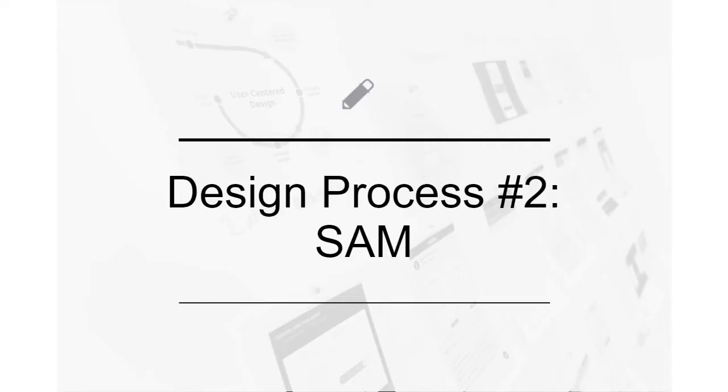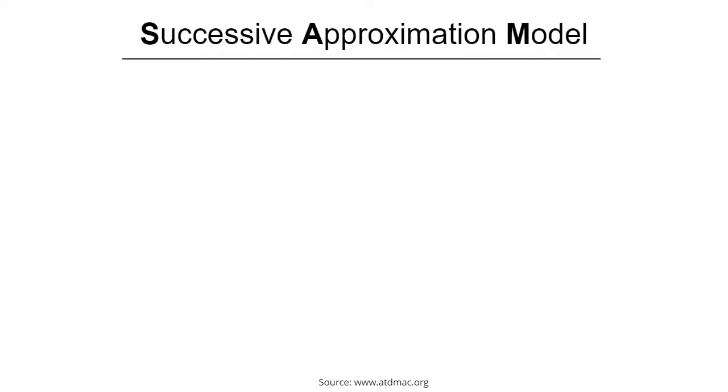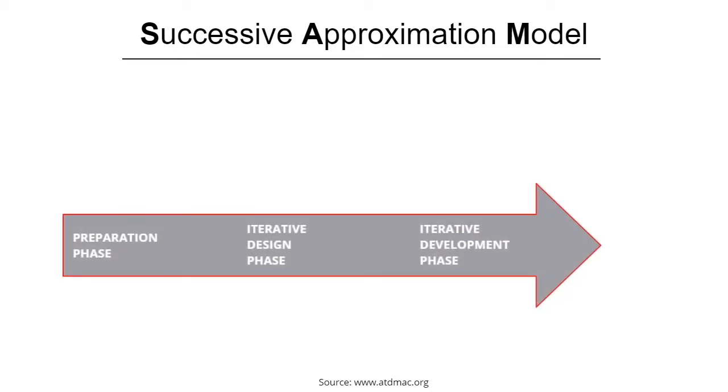The second most known design process is SAM. As you saw, the last design process, ADDIE, uses a linear or waterfall approach, which is not suitable for agile environments. SAM was created specifically to address the changing needs of a process by using an iterative approach. SAM, which stands for Successive Approximation Model, is an agile development model. There are 3 phases in SAM: preparation, an iterative design phase, and an iterative development phase.